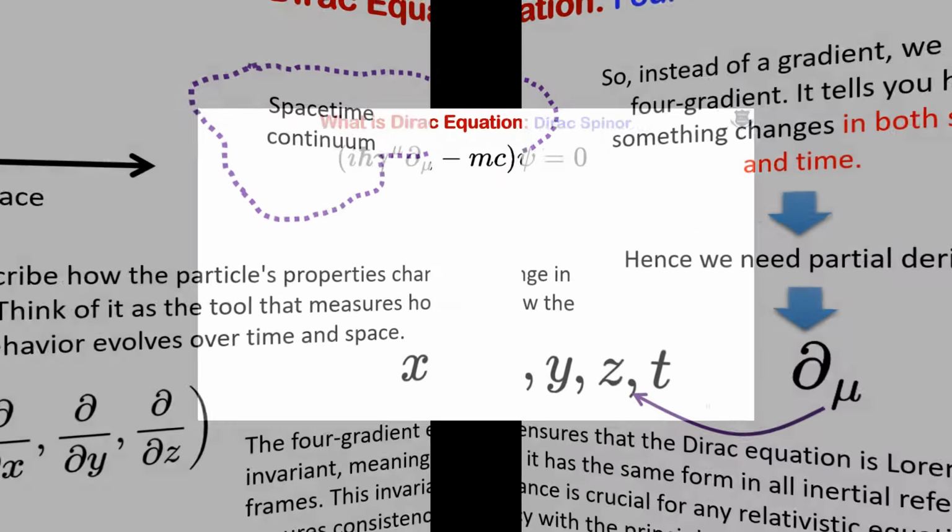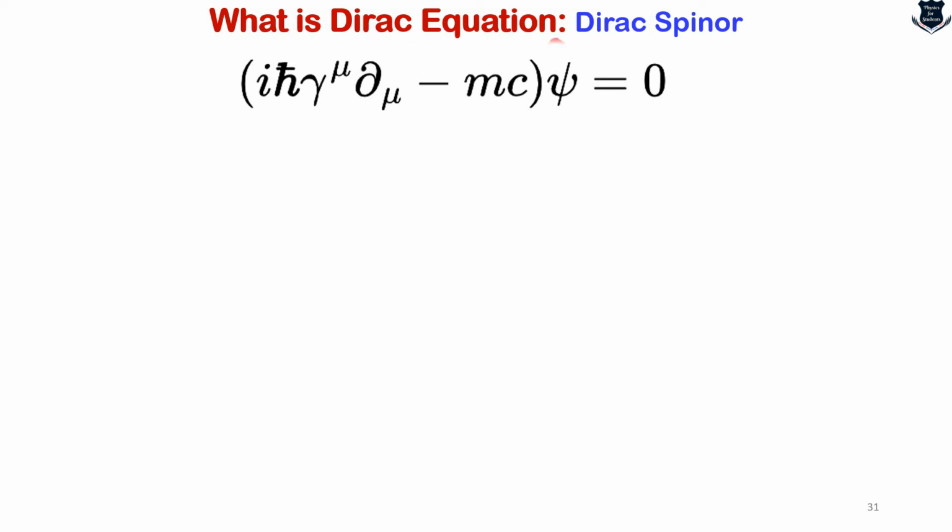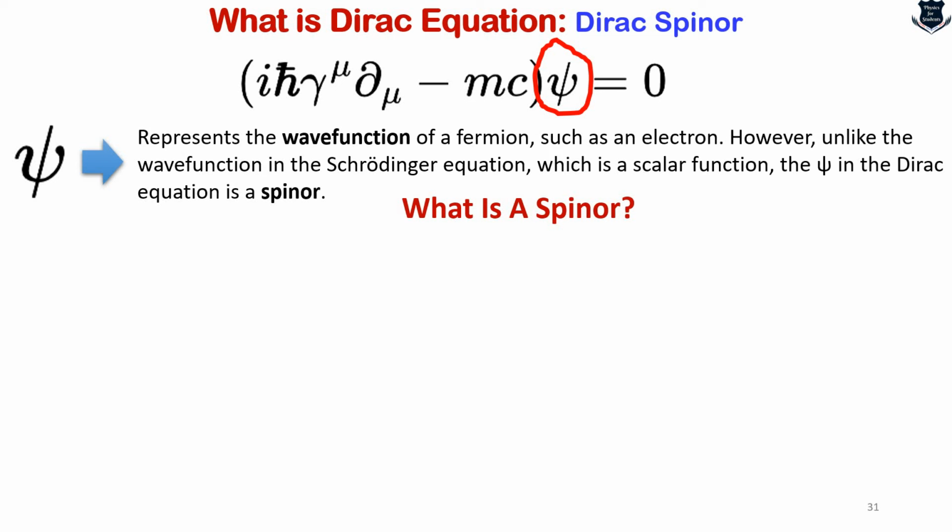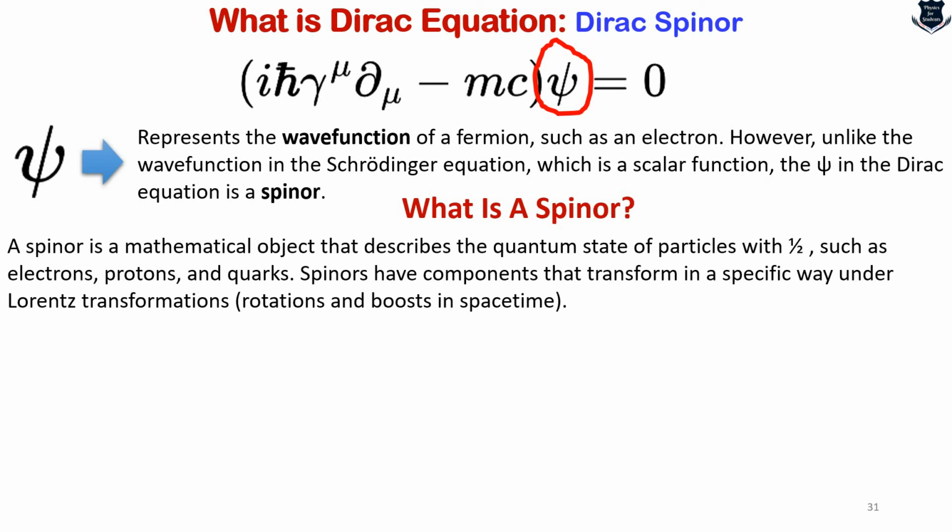Now we come to the most important, a little bit confusing and a weird kind of concept, which is this one. And remember, this is not the usual wave function. What is this? This is actually a wave function of a fermion, but as I have written, unlike the wave function in the Schrodinger equation, which was a scalar function, this is a spinor. Now, spinor is itself a very advanced topic in physics, and this is not the right video to explain a lot about spinors. You might have a question of why Dirac has taken a spinor, not a wave function. But what I can tell you is that a spinor is basically a mathematical object that describes a quantum state of particles which have spin half.